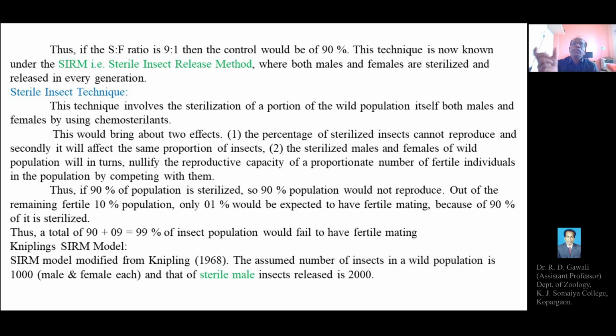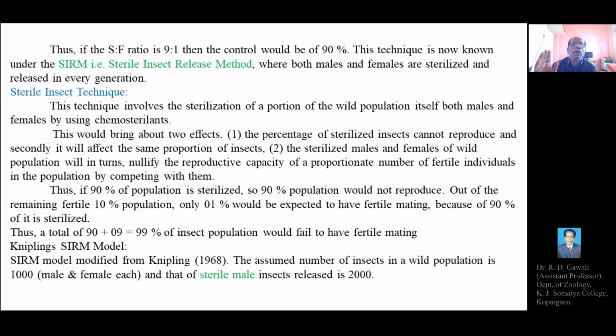So the ratio of sterile male to female, sterile male to fertile male, or sterile to fertile ratio might be 1:1, or it might be 9:1. So sterile individuals nine and one individual fertile. This will lead to 90% of sterile matings. So the chance of fertile mating will only be 10%. So, sterile male technique, sterile insect technique.